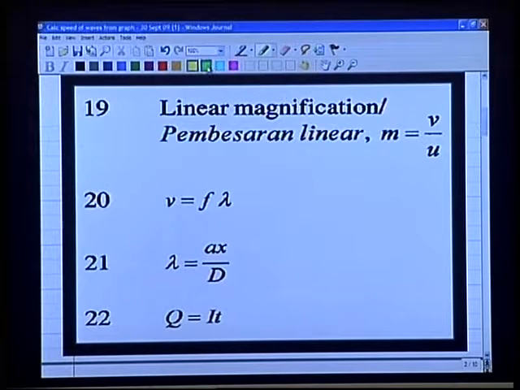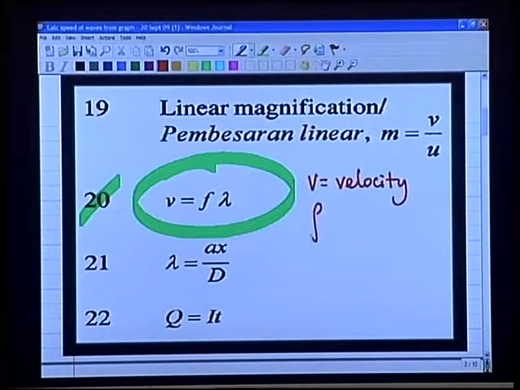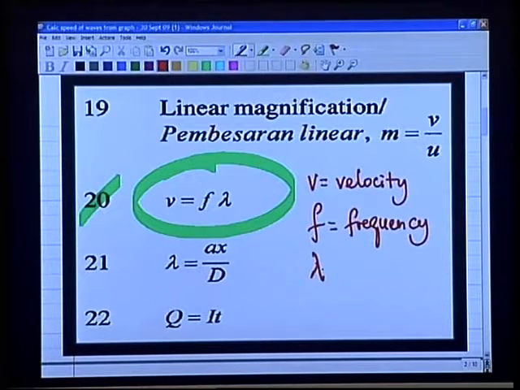I'm sure many of you will be able to tell me, alright, sir, let's use equation number 20. V equals F lambda. So what is V? V is the velocity of the wave. And what is F? Write down, it is the frequency of the wave. And what is lambda? Lambda is the wavelength of the wave. It's good to write this down.